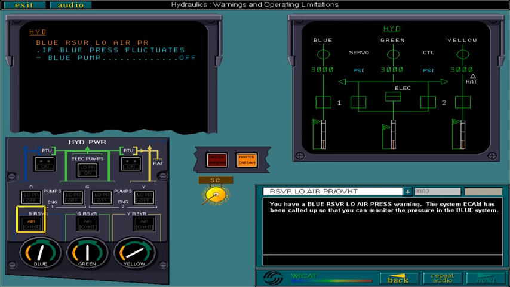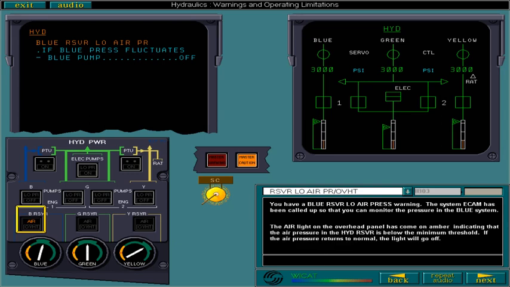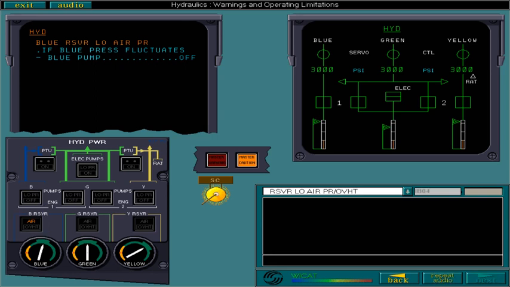The air light on the overhead panel has come on amber, indicating that the air pressure in the hydraulic reservoir is below the minimum threshold. If the air pressure returns to normal, the light will go off. You select the pump off only when pressure fluctuates. Even if the air light remains on, you may recover the system for approach. The risk of pump cavitation is reduced at low altitudes because the air density increases.